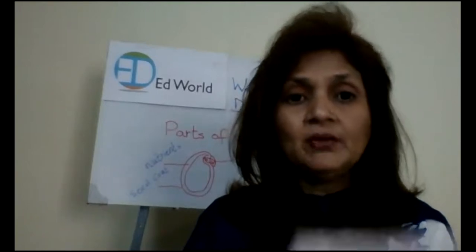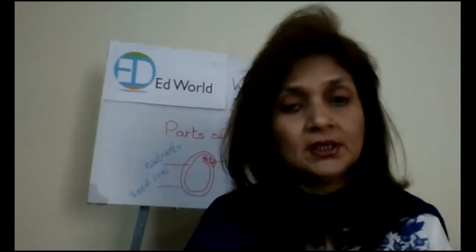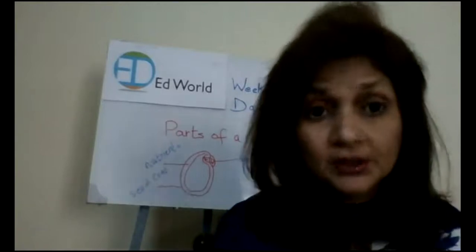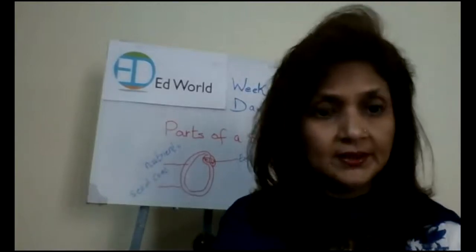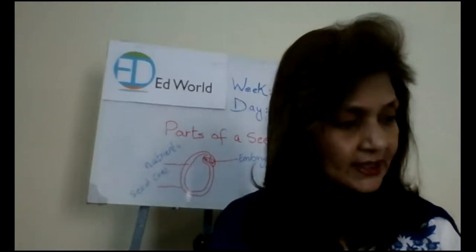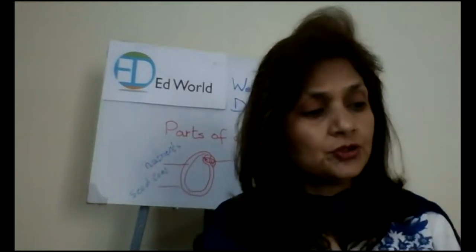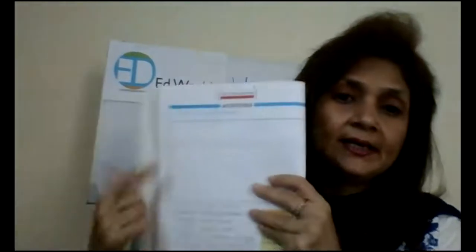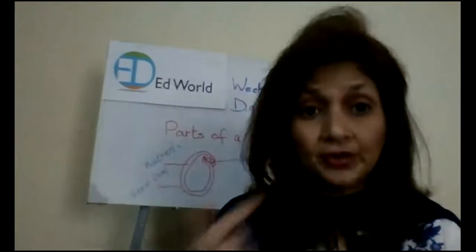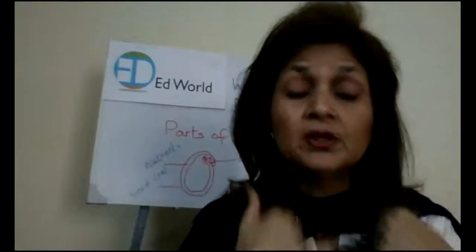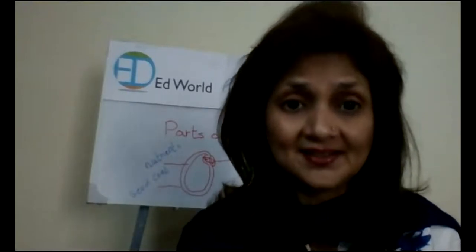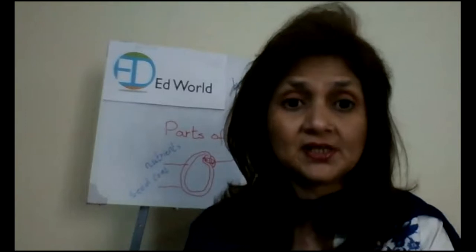Okay. Now I want you to draw this picture, which is drawn on the board over here, on page number 38. You have to draw a seed and label its parts. It's very easy. It's drawing and then you have to label it. So I'm going to give you 7 minutes to do this task, right? And your time starts now.